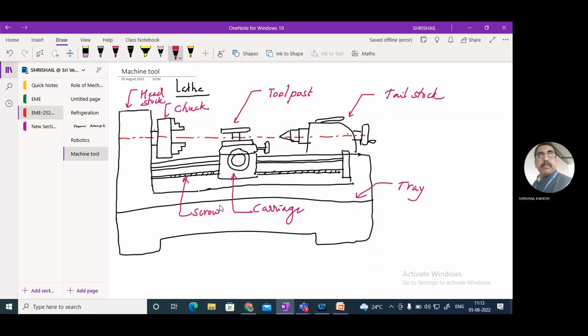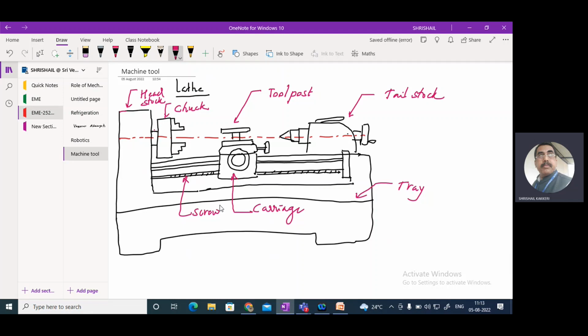There will be different types of chucks: 3-jaw chuck, self-centering chuck, 4-jaw chuck. So many chucks are there. Here we have discussed only the self-centering 3-jaw chuck. The main purpose of the chuck is to hold the job. If you use the Allen key and tighten it, all the 3 jaws will open or close. So by using the key, we can operate the chuck to hold the job.